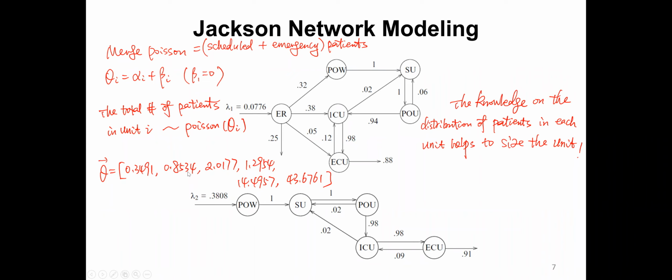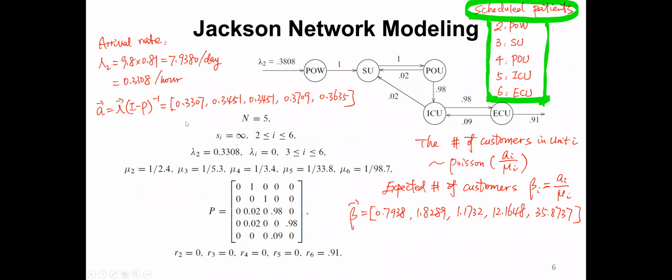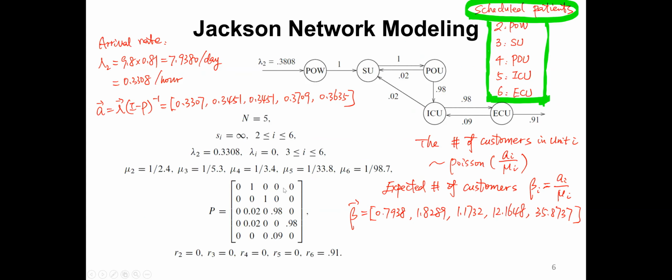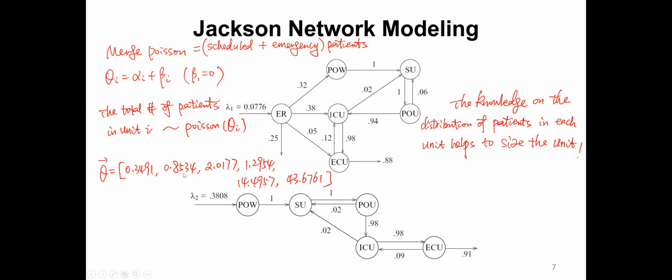But for the second one, you have to include both scheduled patients and emergency patients. If we look at it, it should be 0.3307 plus 0.0596, and what we get is 0.8534. Okay, so this is the expected number of patients at each unit.